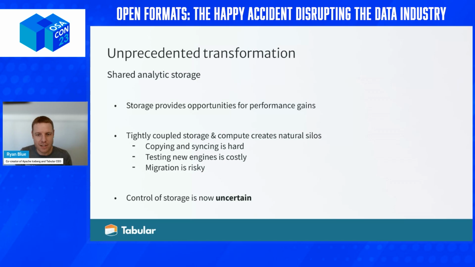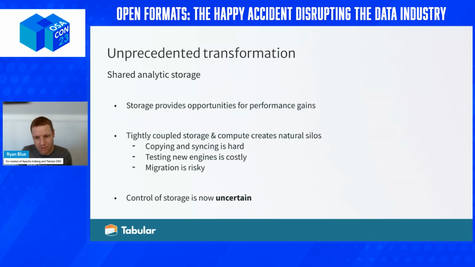And those natural silos are there because copying and syncing data is hard. If you want to use some data set through Spark that's stored in Snowflake, how do you do that without copying data? How do you just test an engine? You have to copy data out. Migrations are risky. So you tend to leave your data in one place and use the only compute engine that can be used on it. So if your data is in Redshift, you tend to use Redshift for things.